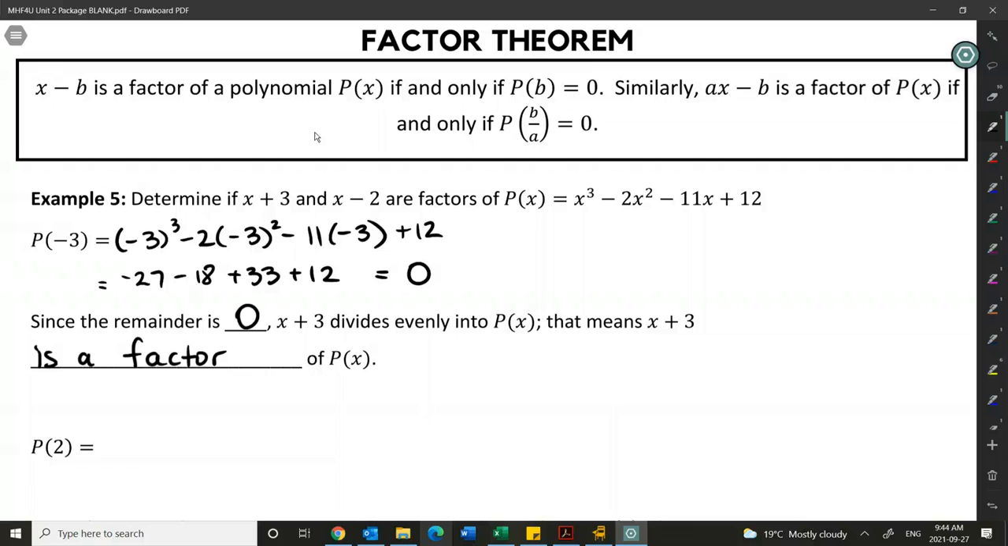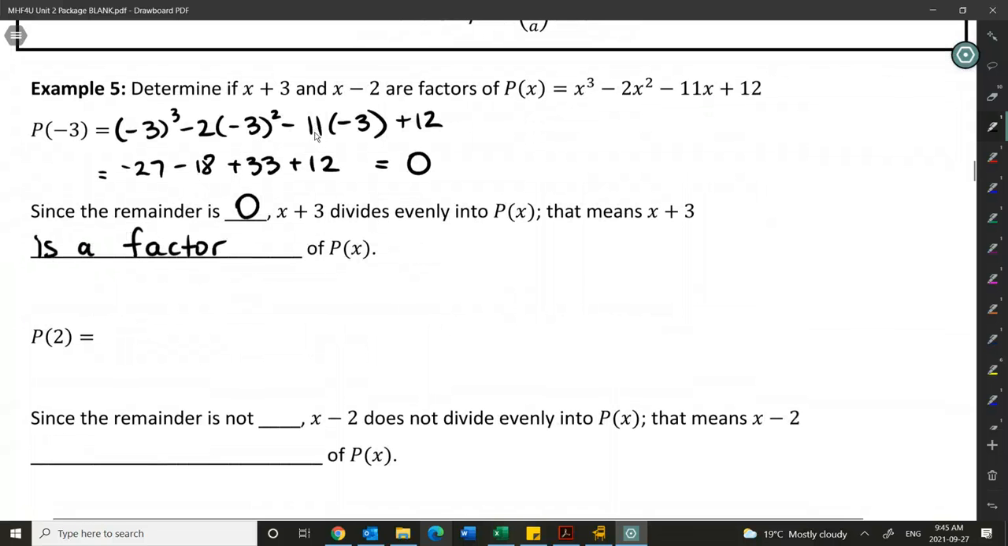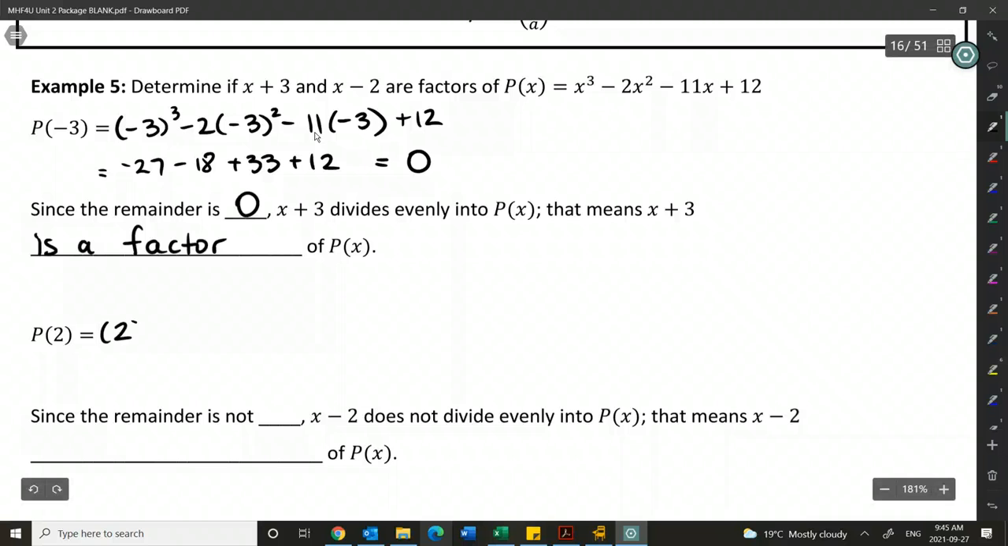So I actually know now that this polynomial has an x-intercept of negative 3, crosses the x-axis at negative 3, because that binomial divides evenly without a remainder into the polynomial. Okay? What about p at 2? Let's try this one. We'll see if this one is also a factor or not.